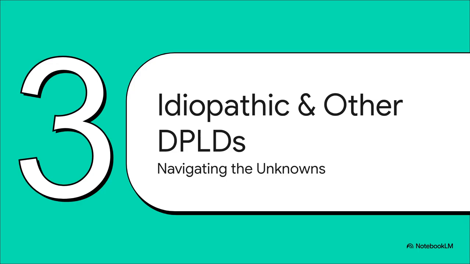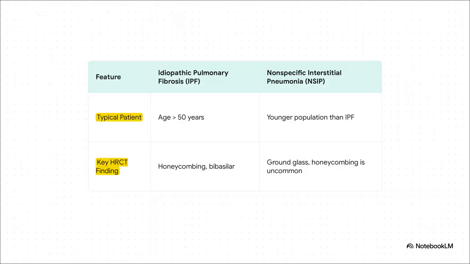Okay, but what if you've done all that detective work? You've ruled out all the known causes, and you're still coming up empty. Well, now you're heading down the other path, the idiopathic interstitial pneumonitis, or IIPs. And this is where recognizing patterns on that HRCT becomes absolutely essential. Putting these two side by side is so important.